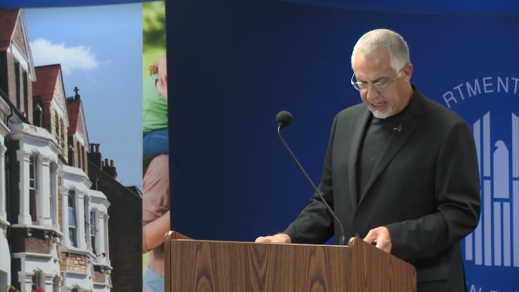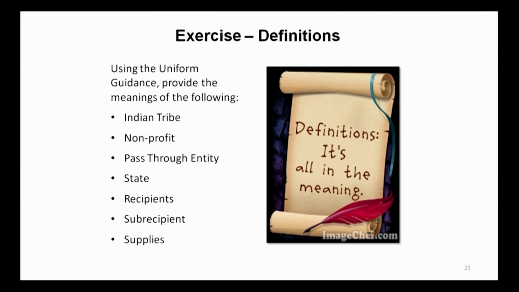Okay, the next one, nonprofit. Yes? That is an organization such as a trust, association, or cooperative that is not organized primarily for profit and is operated primarily for scientific, educational, service, charitable, or other similar purposes of the public interest. And it uses its net proceeds to maintain, improve, or expand the operations of that organization. Excellent, thank you.